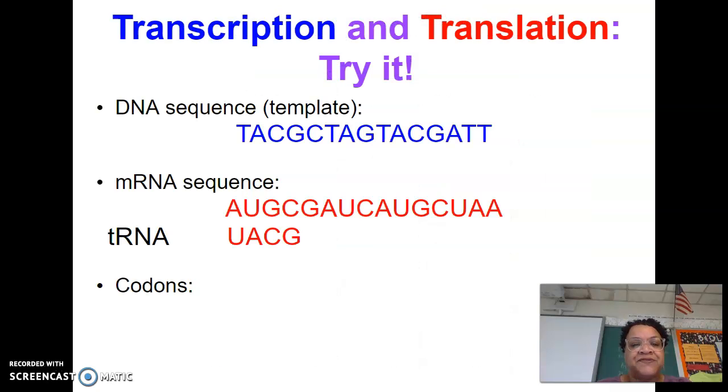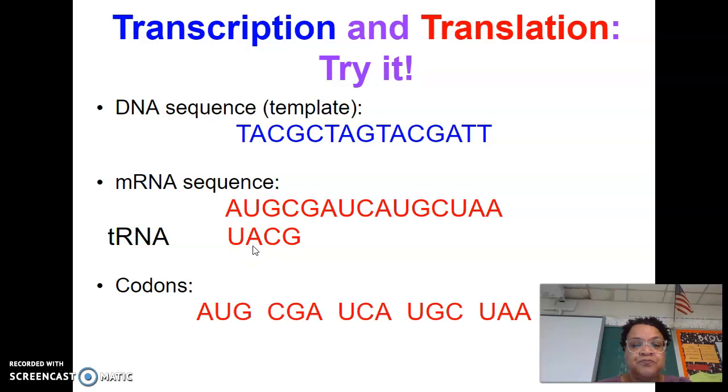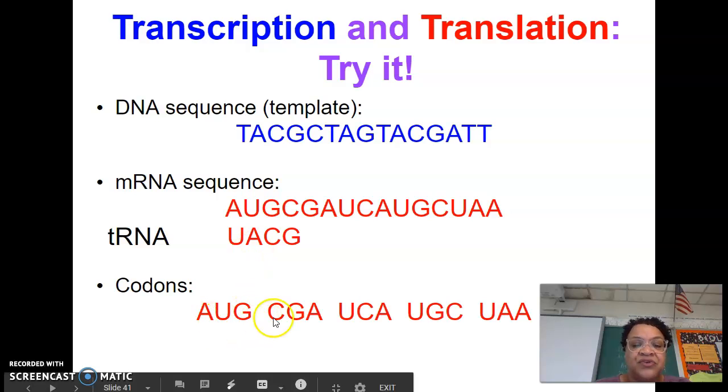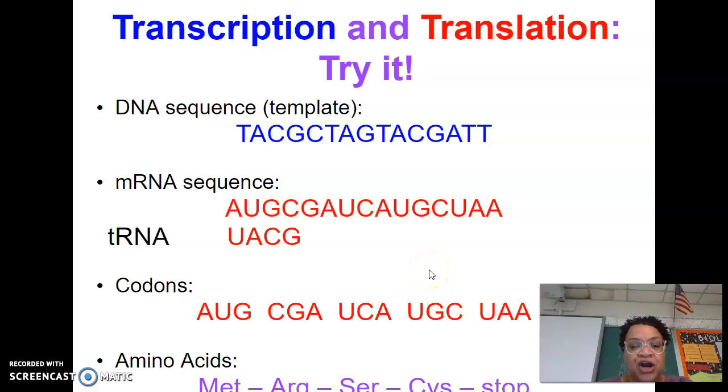So now you're going to have some practice with it. There's the DNA sequence. Again, if it starts, the DNA sequence is TAC. The messenger RNA sequence would be AUG. The tRNA sequence would be UAC. The codons are the 3 consecutive bases at a time. And looking at your amino acid chart or your messenger RNA chart, you would get your amino acids.